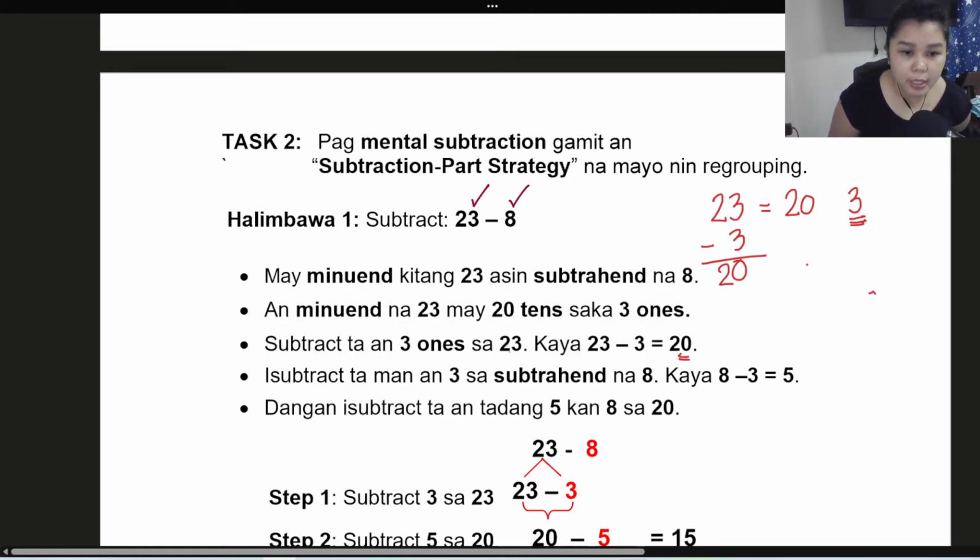Okay, nandito na. Isubtract naman ang 3 sa subtrahen na 8. So, nasaan yung 8? Andito. So, 8, yung subtrahen natin, gagamitin din yung 3. Same. So, 8 minus 3 is 5. Tapos, isubtract ang 5 kan 8 sa 20. And therefore, ito naman, gagawin natin to as 20 minus 5. So, 20 minus 5, mas madali na lang, babawasan lang, the answer is 15.